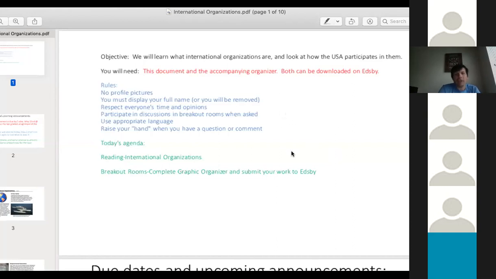I really appreciate it. So if you look right here, really quickly, what we're going to do today is learn what international organizations the United States belongs to. This goes along with what we've been talking about: different governments and how the United States does conflict and cooperation.